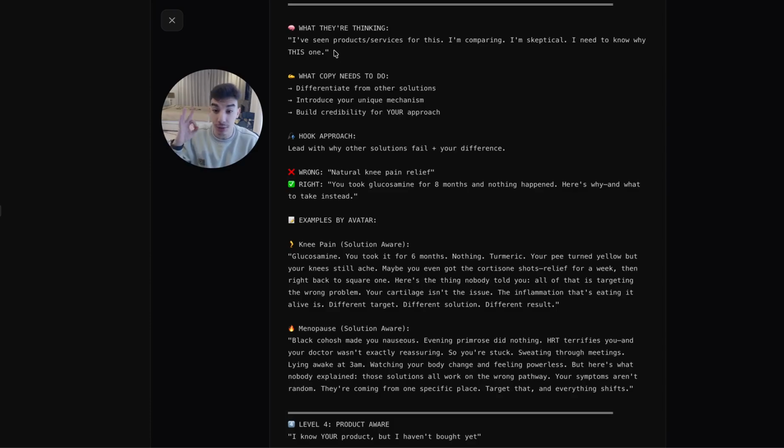For solution aware: I know a solution exists, but I don't know which one or what products people are taking. I have been seeing products and services for this. I'm comparing, I'm skeptical. I need to know why this one. Here is where the mechanism is going to be good. What copy do you need to do? Differentiate it from other solutions, introduce your unique mechanism, build credibility for your approach.